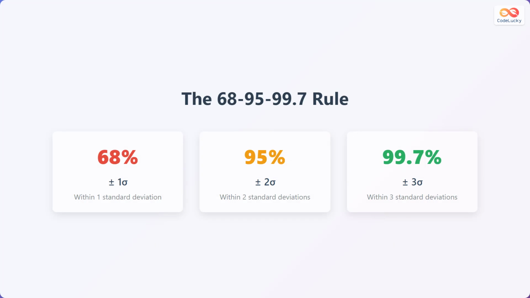The 68, 95, 99.7 rule is also known as the empirical rule. Approximately 68% of the data falls within one standard deviation of the mean. About 95% of the data falls within two standard deviations. And 99.7% of the data falls within three standard deviations of the mean.